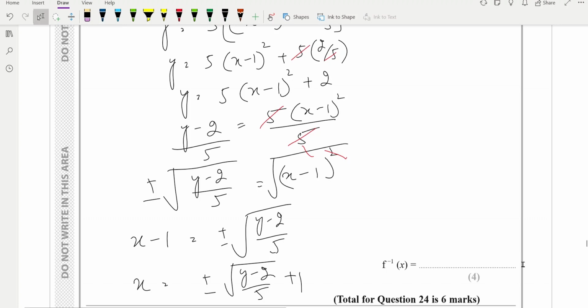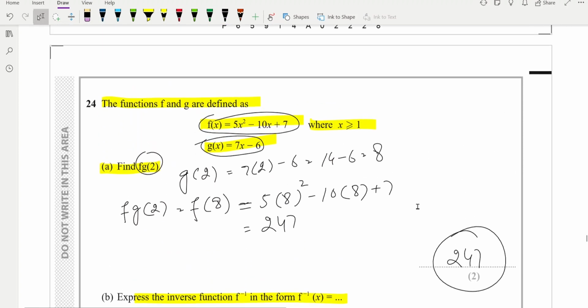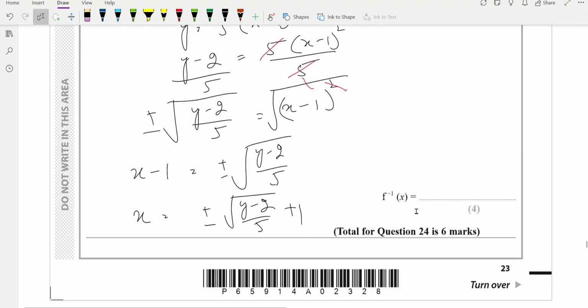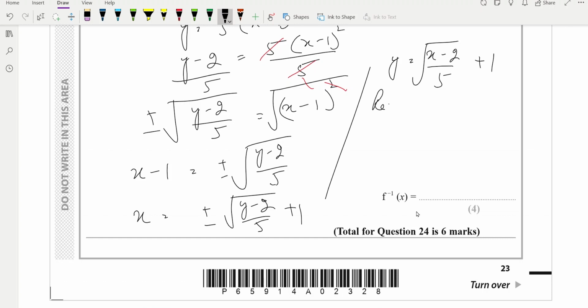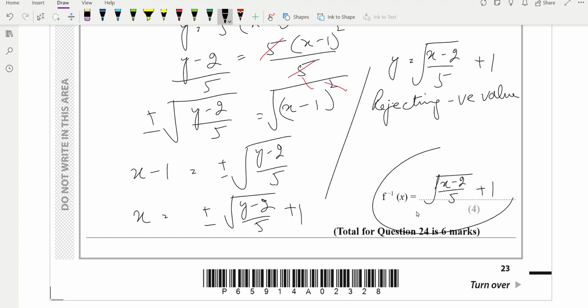And this is what we can, x is greater than or equal to 1, so we will reject the negative value, and we will swap x and y also. So our final answer will be y is equal to square root of x minus 2 over 5, plus 1. We can write rejecting negative value, so our final answer will be square root of x minus 2 over 5 plus 1. This will be the final answer.